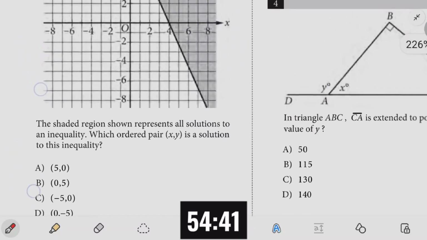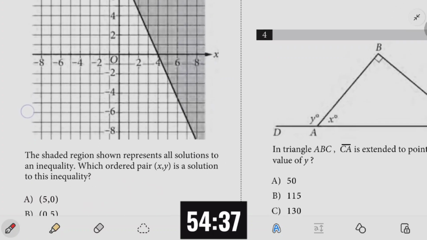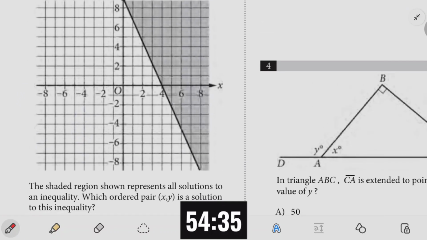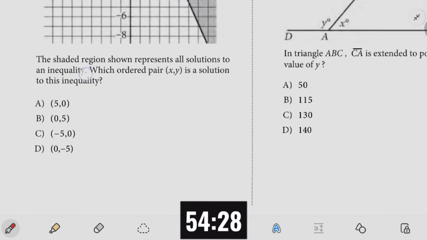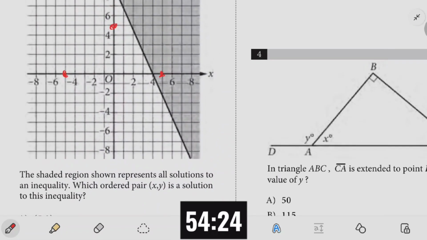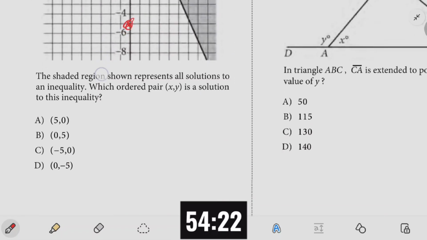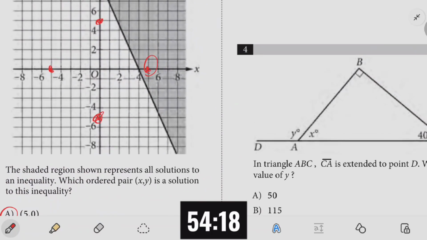Shaded region shown represents all solutions to an inequality. Which ordered pair is a solution to this inequality? Oh, that's easy. 5, 0. That could be 1. Oh, 5. Not really. It's outside the region. Negative 5, 0. No, that makes no sense. 0, negative 5. Yeah, no, it's gonna be the 5, 0 because it's right here in the shaded region.